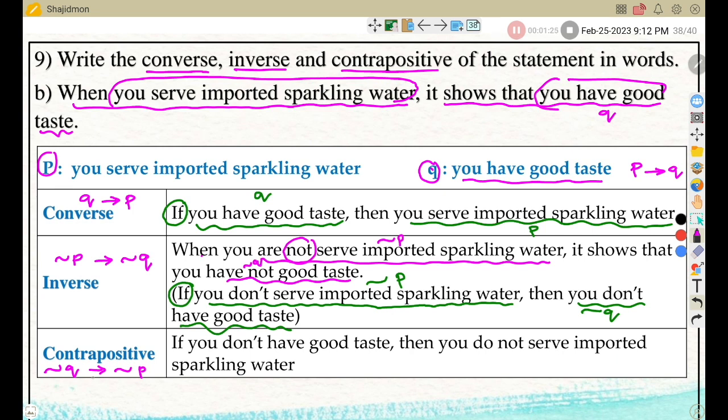Contrapositive means negation of Q implies negation of P. What is negation of Q? If you don't have good taste; you have good taste is Q, so negation of Q means just the opposite. Then you do not serve imported sparkling water, negation of P here, correct? That is the contrapositive. Like this we can write any sentence's inverse, converse, contrapositive, but we need to be careful about the logical connectives, and write them correctly in the sentence.